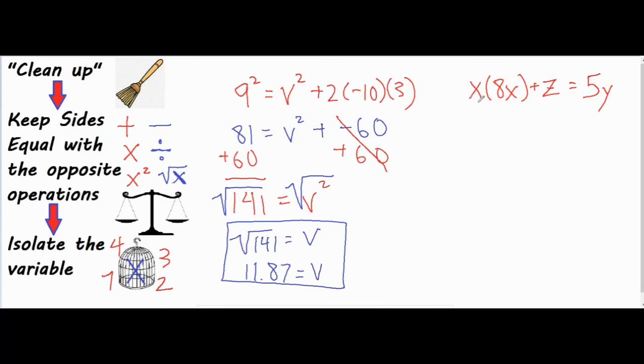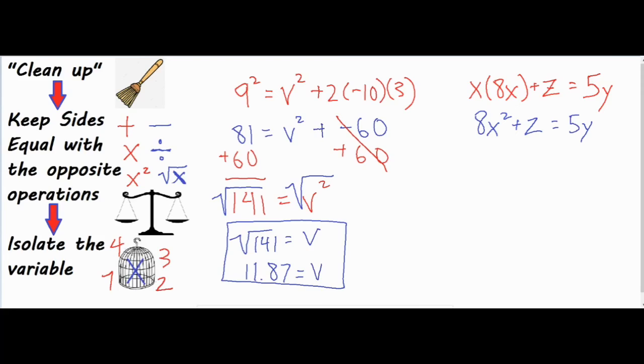I can do a slight bit of cleaning up. 8x times x is going to make it 8x squared plus z equals 5y. Okay, so you have to remember, although it looks like there's a lot more variables, which there are, you're going to treat the z and the y basically like numbers, because they are numbers, they're just unknown numbers.